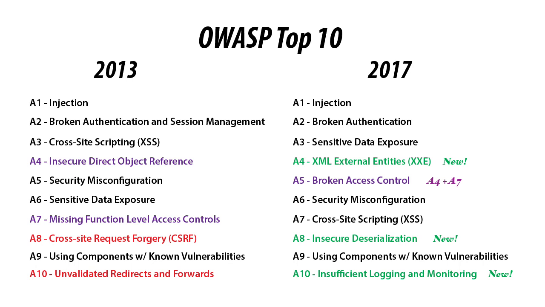The other one that got deleted off in 2013 is A10, which was unvalidated redirects and forwards. I always like this one too. A lot of people rank this as low because, oh, well, you can just redirect me to another URL. That's great. But I use it all the time. When I do client demos, I show them using unvalidated redirects, especially on the login screen, right?